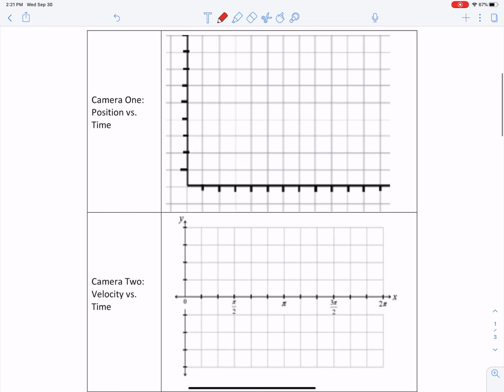I'm calling this camera 1. It's the position versus time graph. So I'm going to go ahead and label this position. Camera 2 is velocity.